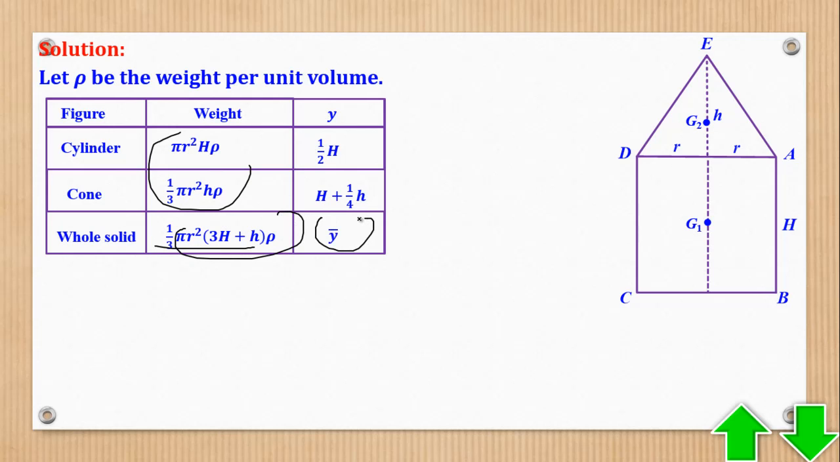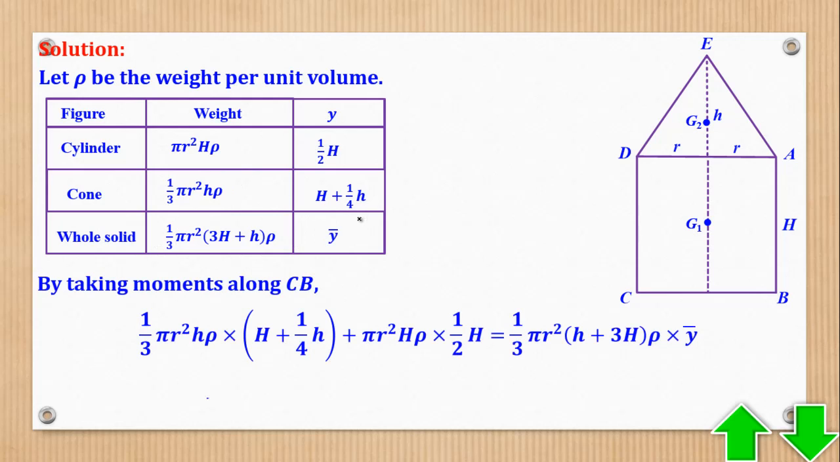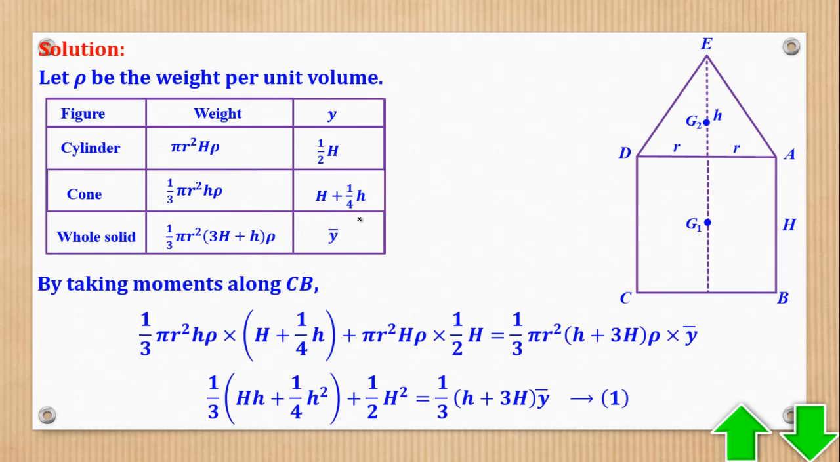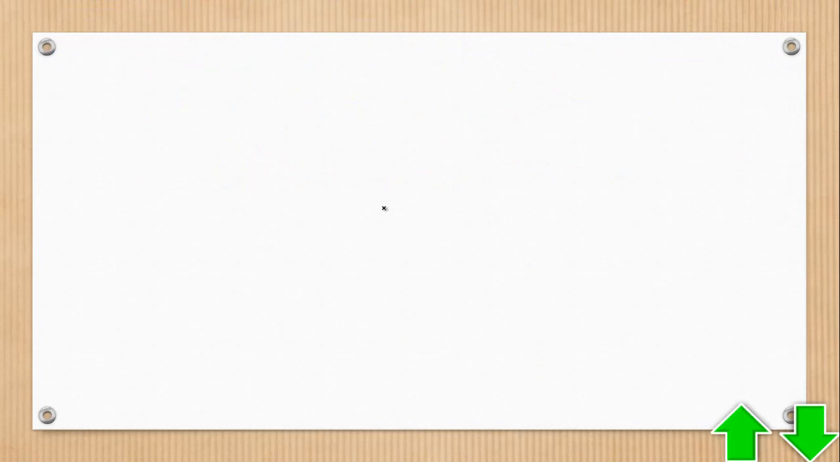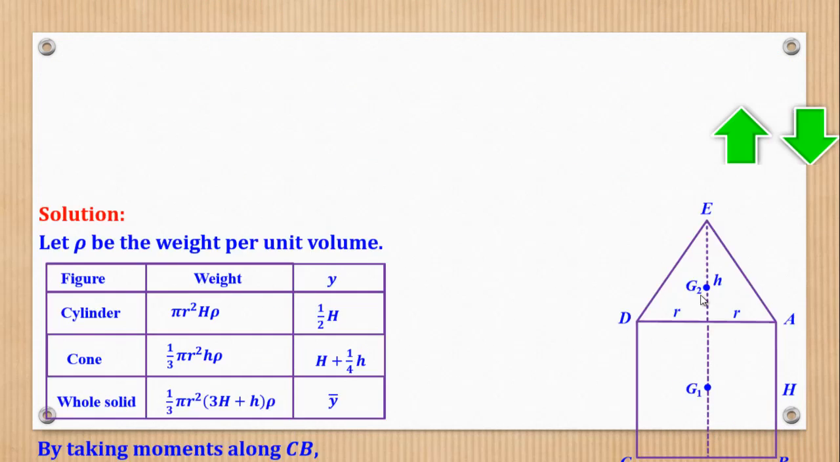Here you don't know, put an unknown. So taking moments, you'll come up with that. Simplify, come up with that. Let's call it equation 1. Then we shall remember what they told us, that if the center of mass of the whole solid lies in the plane of the base of the cone where the two solids are joined, then y bar is equal to capital H. Let's go back to the diagram and see.